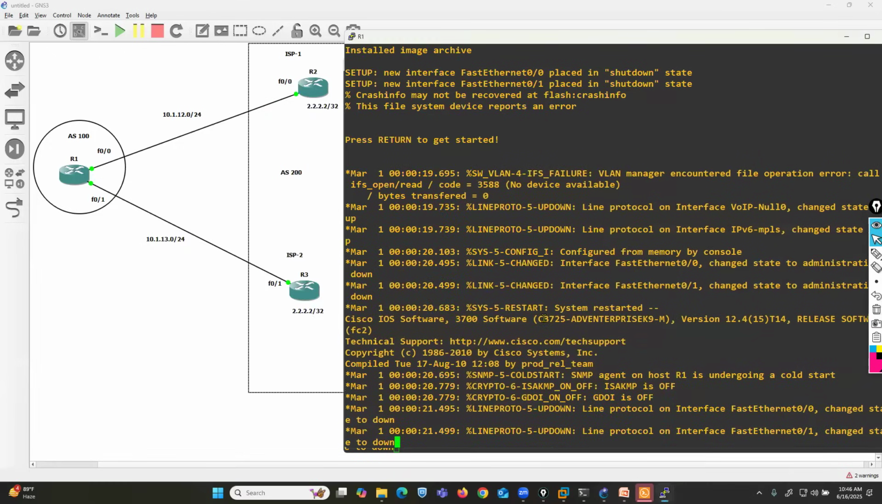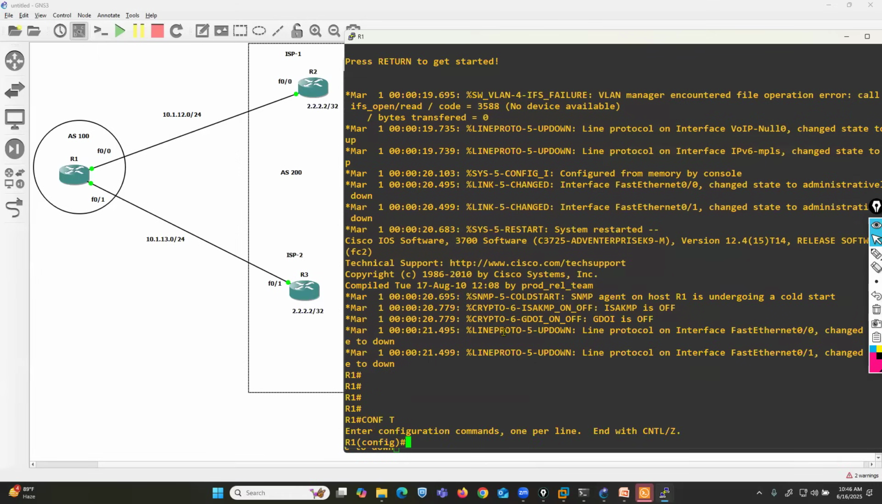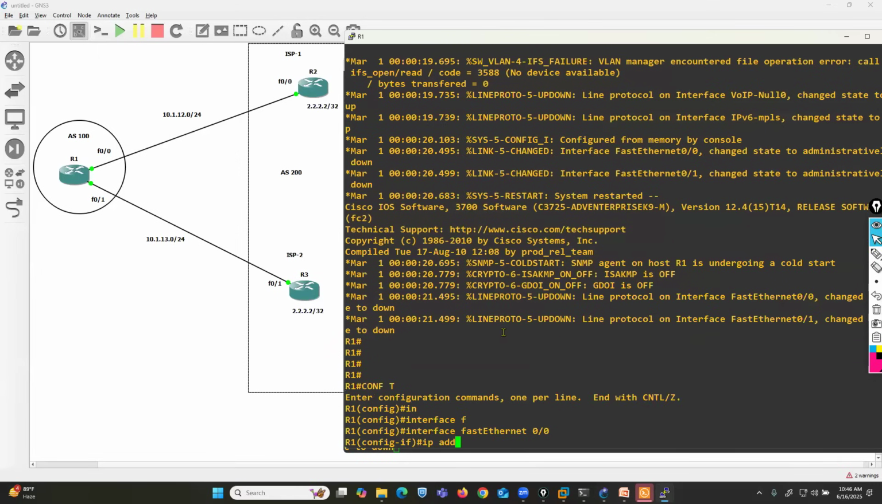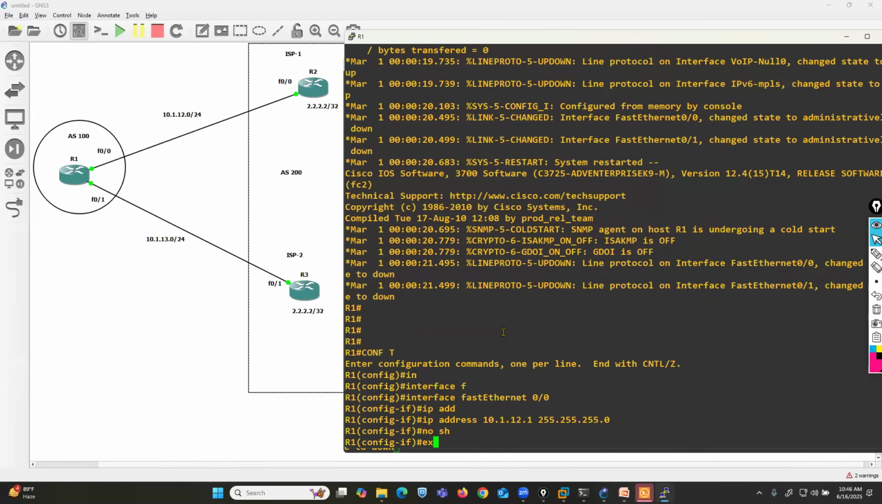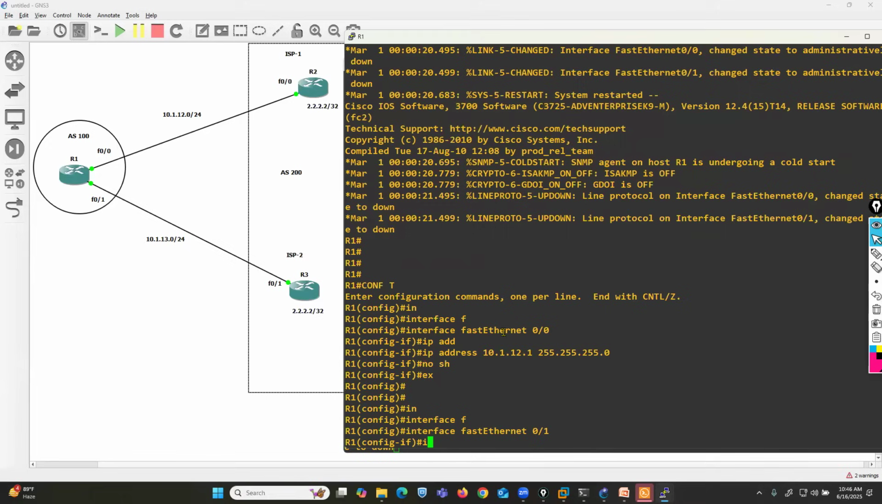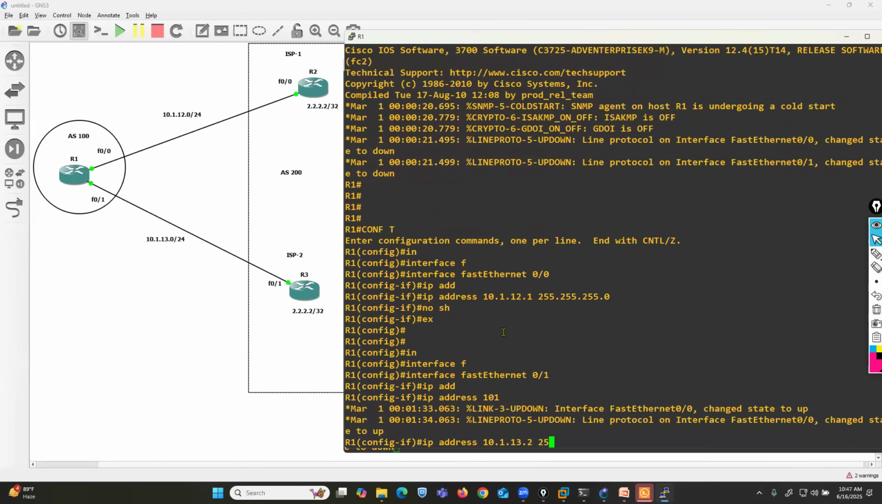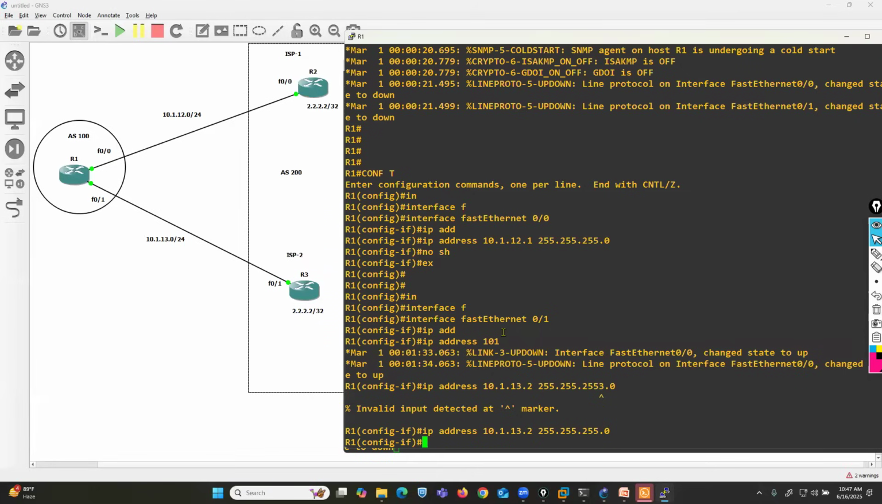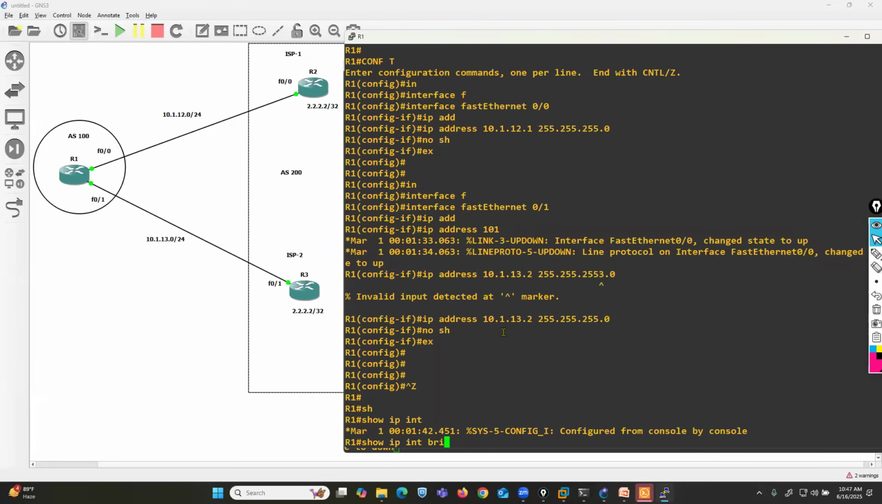Now let's prepare this design first. In this design, we are trying to focus on the weight attribute in BGP. Interface FastEthernet 0/0, IP 10.1.12.1, mask, no shutdown. Then 0/1, 10.1.13.1, no shutdown. Show ip interface brief.